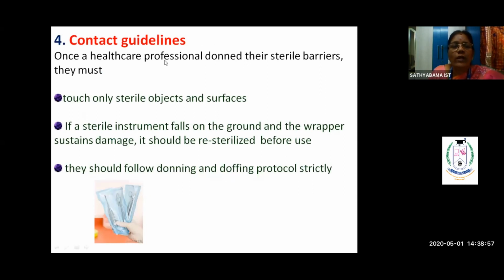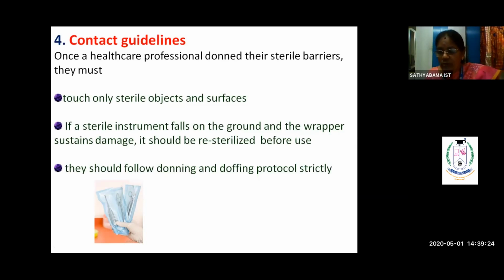And fourth is following the contact guidelines. That is, once a healthcare professional dons sterile barriers, they should not touch any object or surface which is unsterile. If a sterile instrument falls on the ground or the wrapper on an instrument is damaged, it should be re-sterilized or replaced. They should follow a strict donning and doffing protocol.